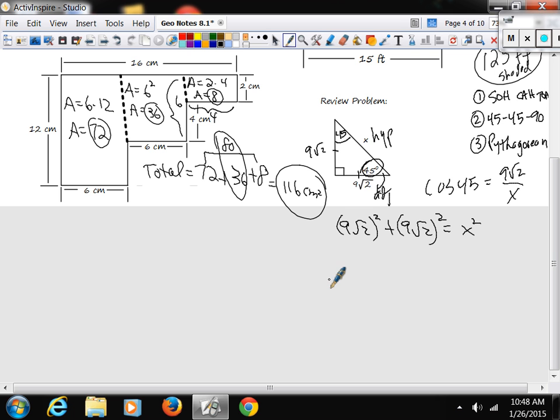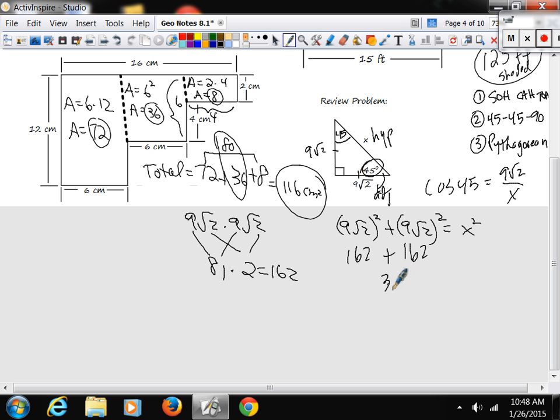Let me write it like this. 9 radical 2 times 9 radical 2. What's 9 times 9? 81. What's radical 2 times radical 2? 2. What's 81 times 2? 162. That's how much 9 radical 2 squared is. So you got to put 162 plus another 162. You get 324. And when you square root both sides, you get 18.